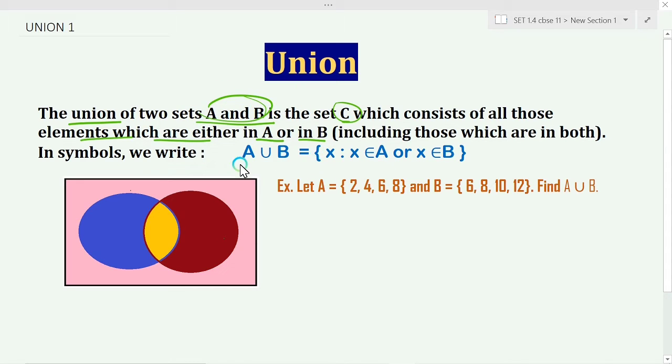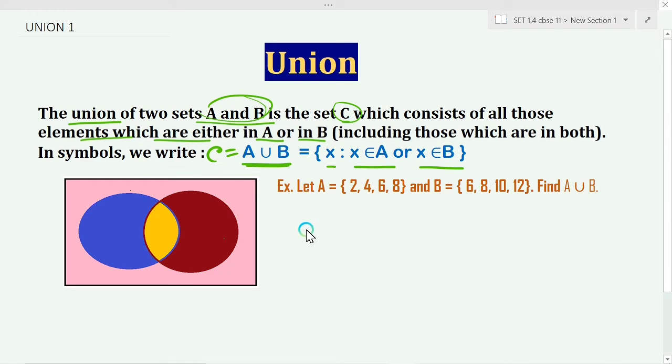By symbol we can write this as A union B. So what is A union B? This is the set C. So set C equals A union B, and we represent it in set builder form like this: the elements of A union B are x such that x belongs to A or x belongs to B. That is, all the elements belonging to A or B are elements of A union B.